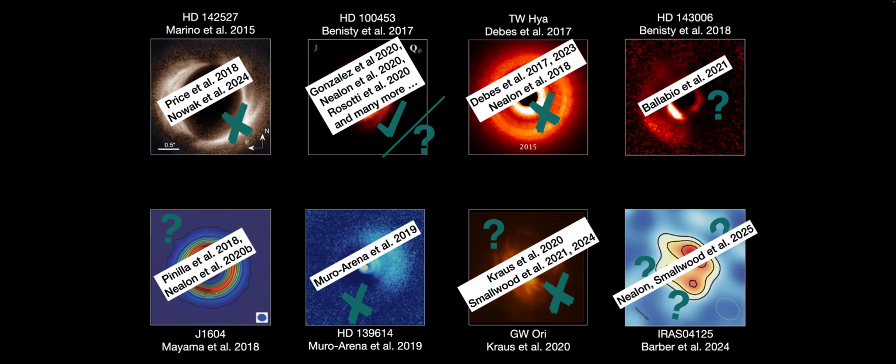Because despite the fact that every single one of these systems has had bespoke 3D modeling applied to it, I think with the exception, apologies, of J1604, despite all of that, and despite having a theoretical framework to explain how these things could be misaligned or why they have the geometry they have, we haven't actually been able to explain any of these convincingly yet.